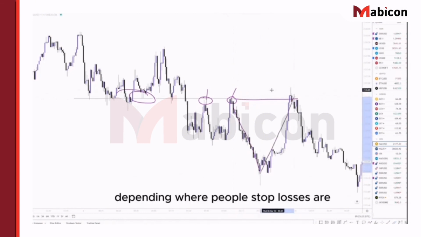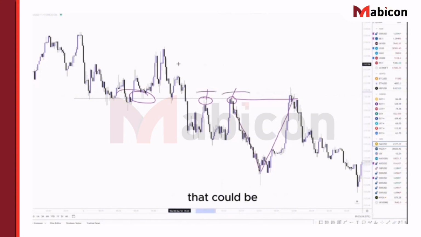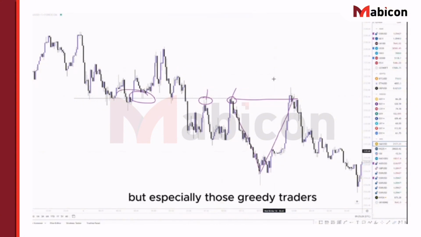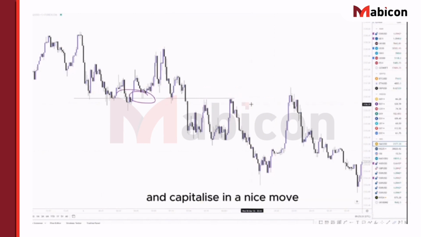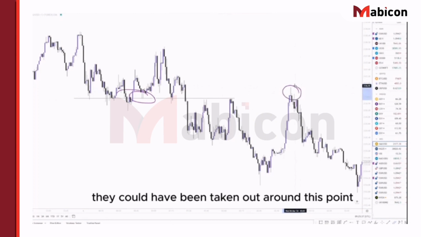Depending where people's stop losses are, they could be somewhere above these highs, they could be way above here, but especially those greedy traders that will be looking to have a tighter stop loss and capitalize on this move, it's very likely they could have been taken out around this point.